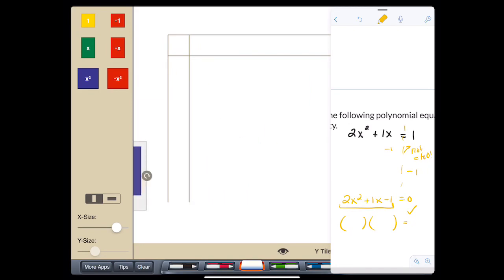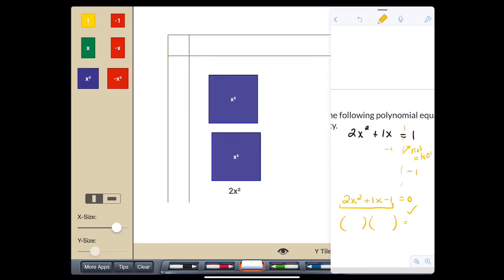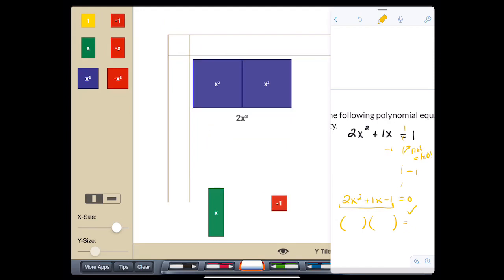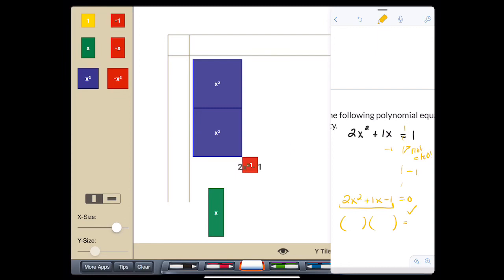I needed to factor this. So the first thing I did was I took out 2x squareds. I took out a positive x and a -1. So we follow our rules. We need to put the x squareds where the vertical and horizontal lines meet, either like that or like this. So I chose it like this. And then my -1, or the 1s, always go off the diagonal corner.